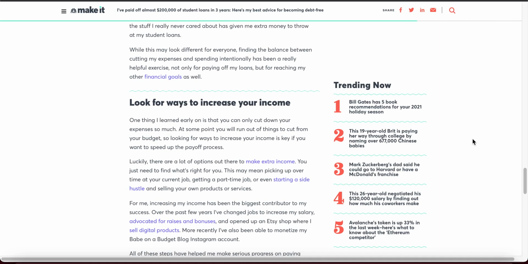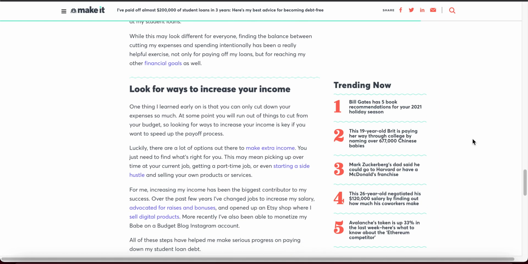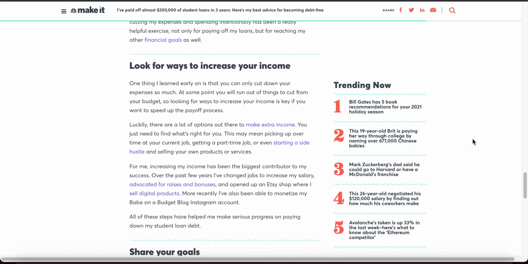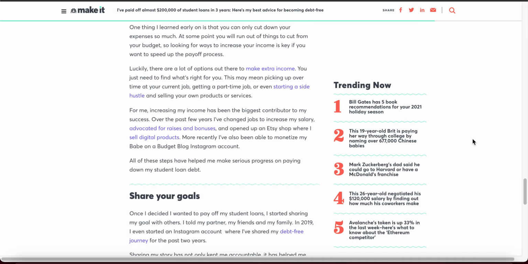Over the past few years, I've changed jobs to increase my salary, advocated for raises and bonuses, and opened up an Etsy shop where I sell digital products. More recently, I've also been able to monetize my Babe on a Budget blog Instagram account. All these steps have helped me make serious progress on paying down my student loan debt.